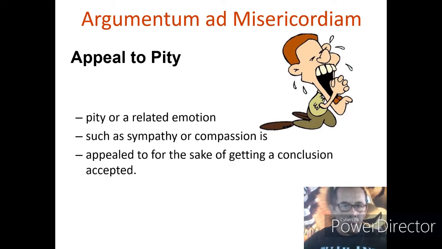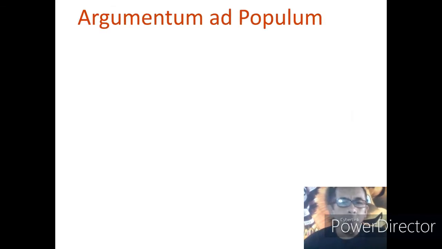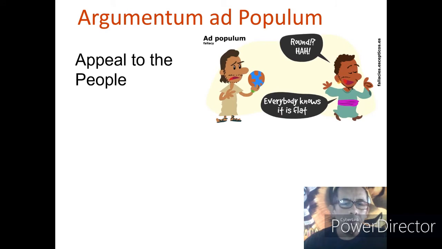Pity or a related emotion, such as sympathy or compassion, is appealed to for the sake of getting a conclusion accepted. Example is, Sir, hindi ako makakapag-aral. Mahirap lang po kami. Next is the argumentum ad populum, or appeal to the people.